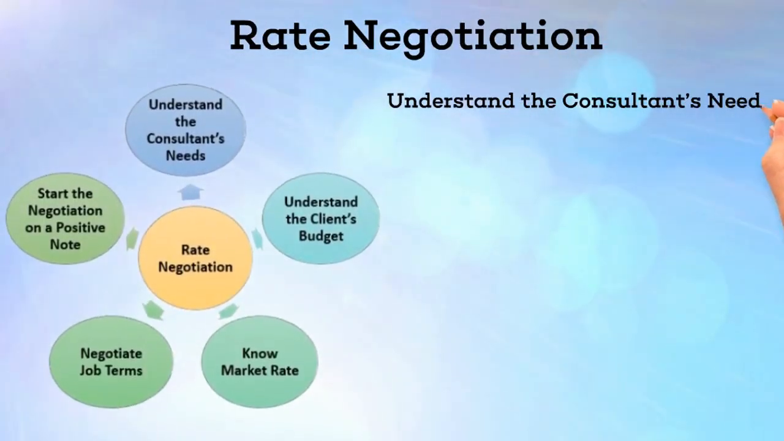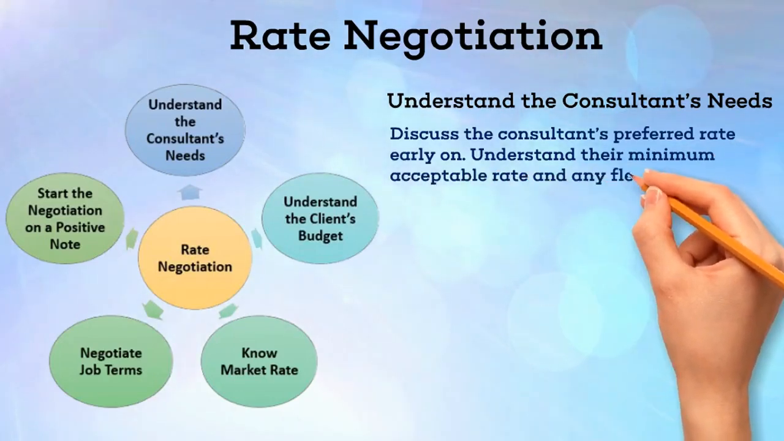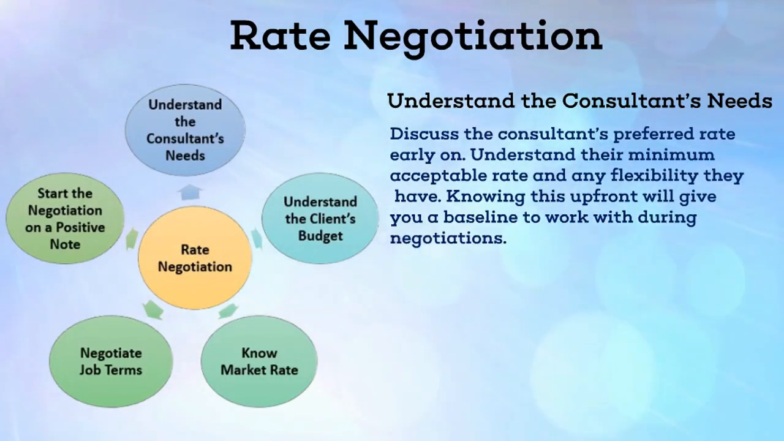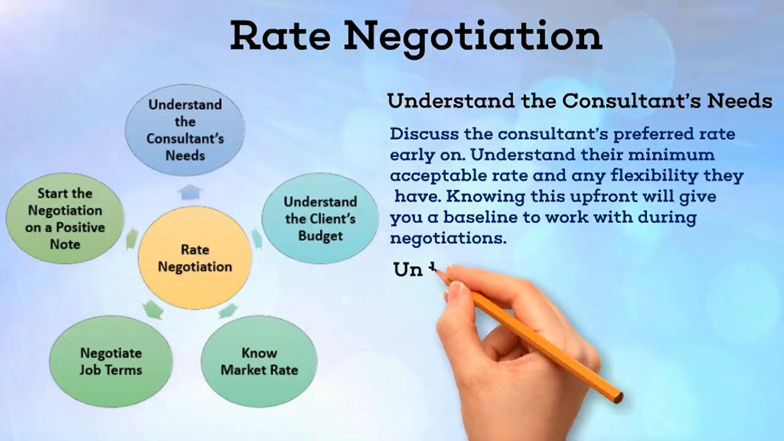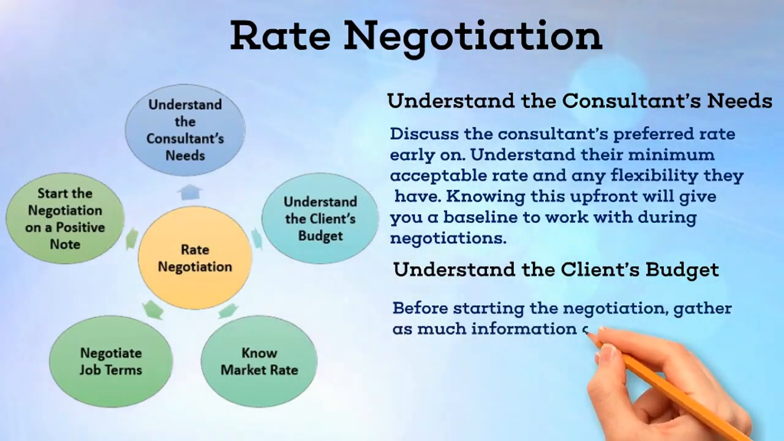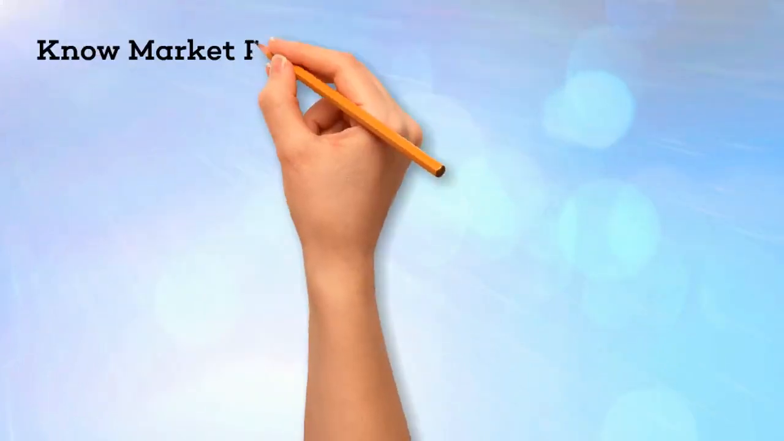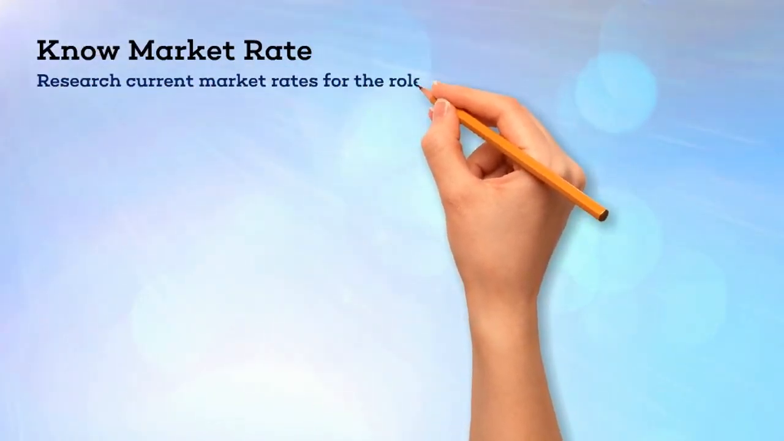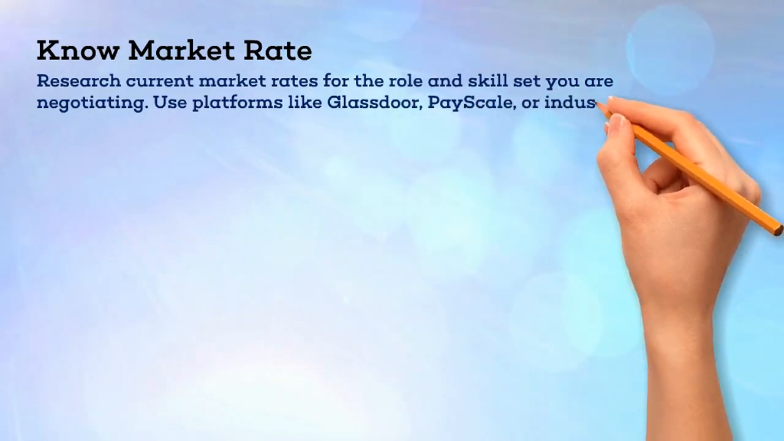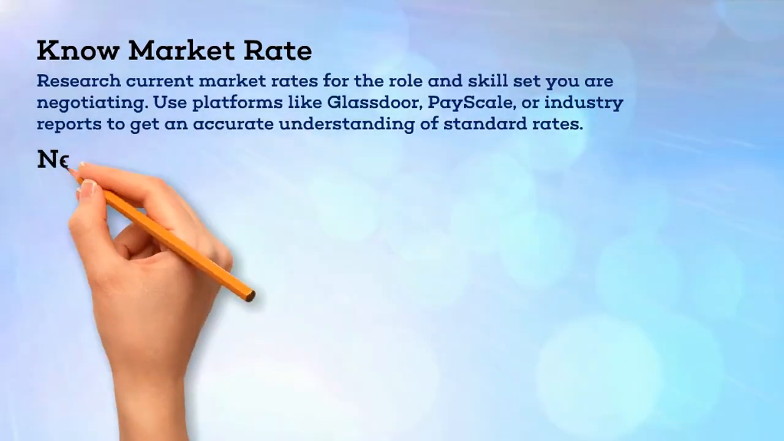Understand the consultant's need. Discuss the consultant's preferred rate early on. Understand their minimum acceptable rate and any flexibility they have. Knowing this upfront will give you a baseline to work with during negotiation. Understand the client's budget. Before starting the negotiation, gather as much information as possible about the client's budget for the role. Know market rate. Research current market rate for the role and skill set you are negotiating. Use platforms like Glassdoor, PayScale, or industry reports to get an accurate understanding of standard rates.